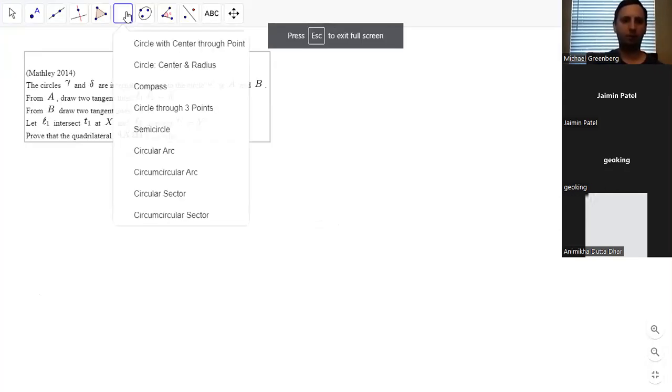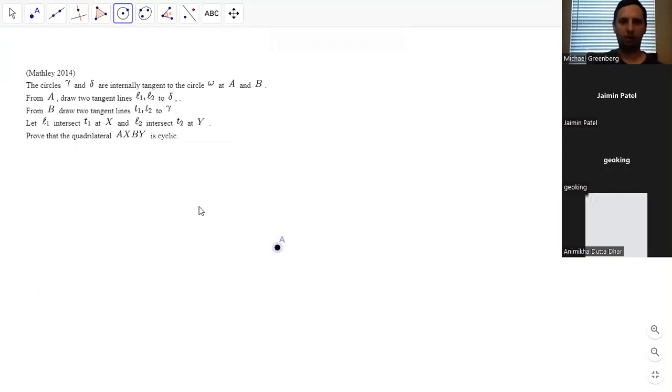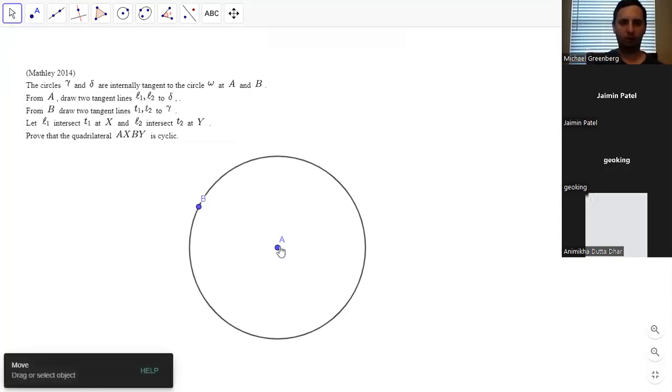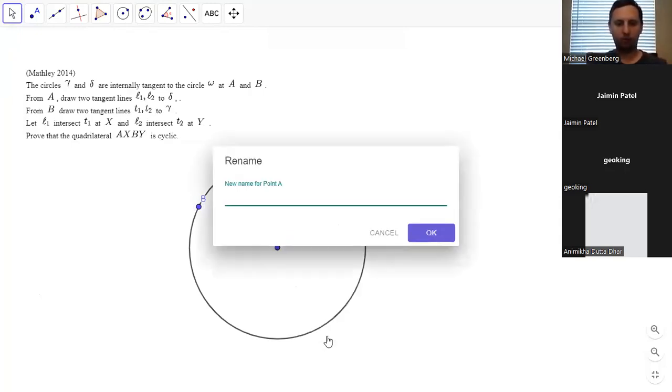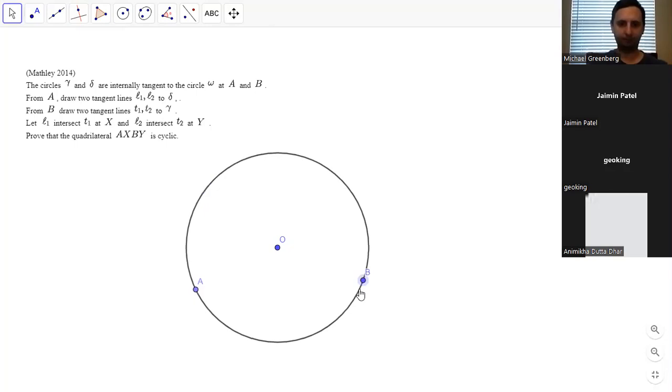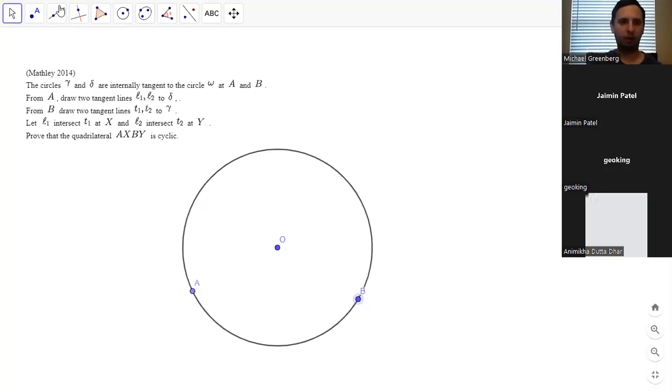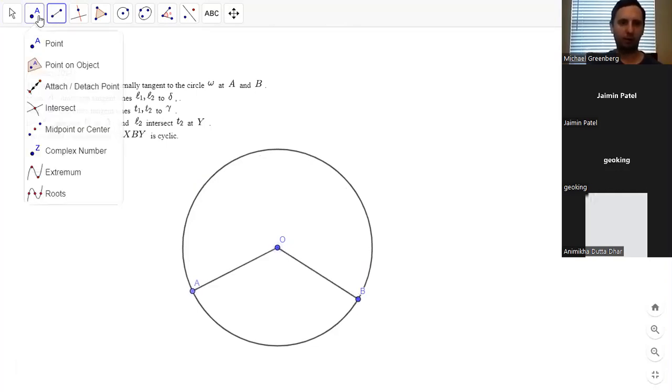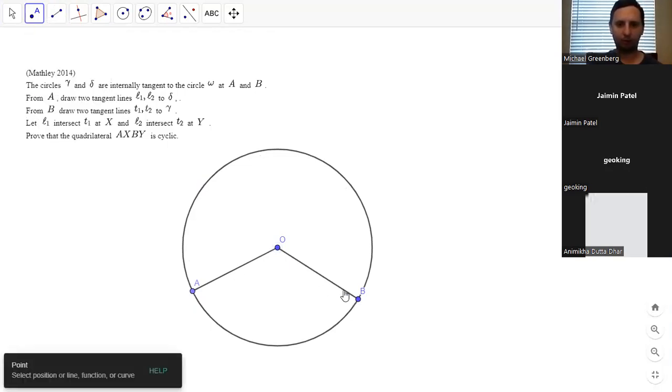So we have two circles and they're internally tangent to another circle. So let me call this O. And we have a point A, that's point B. And we have two circles that are internally tangent at A and B. So I'm going to draw the radii. We don't know how big the circles are. So one could be a bigger circle and one's a smaller circle maybe.